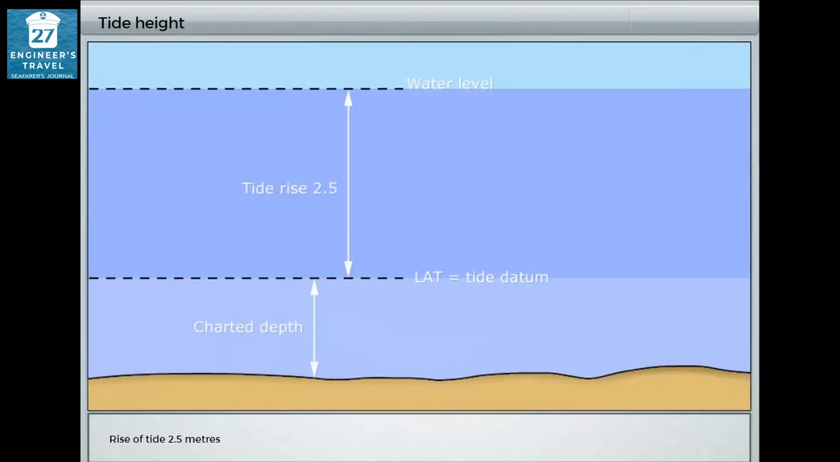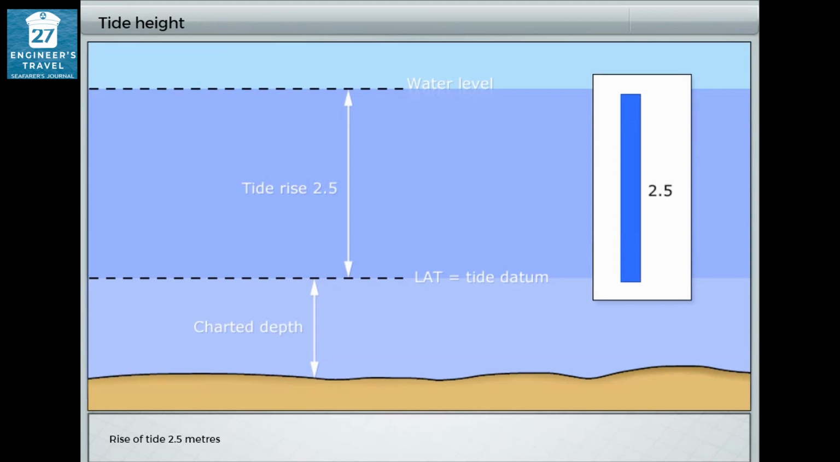At the moment, ECDIS shows depths below chart datum, but in the future there are plans to make ECDIS show actual depth of water by adding tide rise to the charted depth. The illustrated blue bar shows how tidal height information can be displayed on some ECDISes that have the function available.